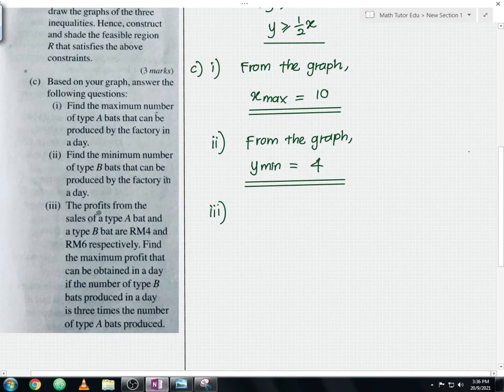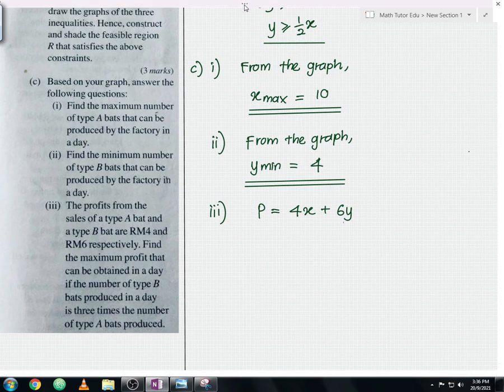It mentioned that the profits from the sales of type A bat and type B bat are 4 ringgit and 6 ringgit respectively. So we need to come up with the profit equation. Based on this statement, P equals, type A bat is X, so 4 times X, 4X, plus 6 ringgit times the type B bats, which in this case is Y. So 4X plus 6Y. Let me box this profit equation.